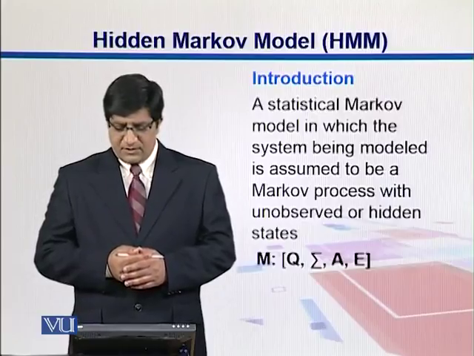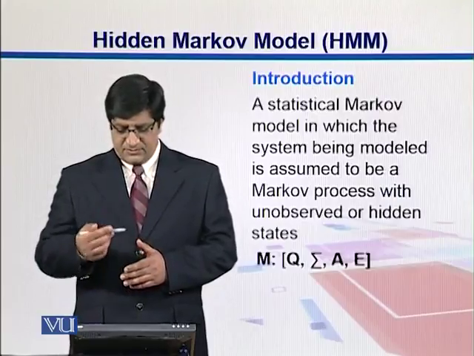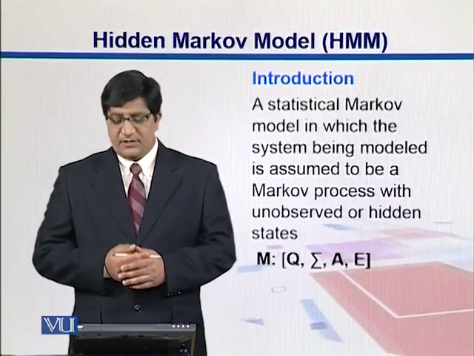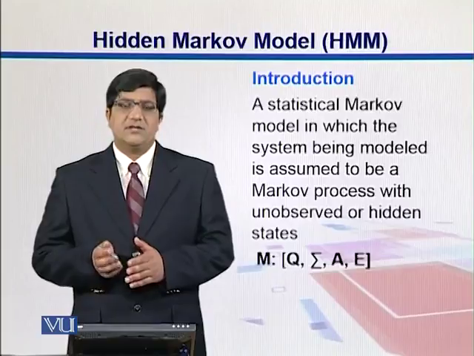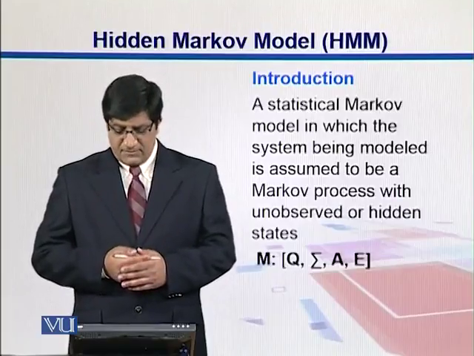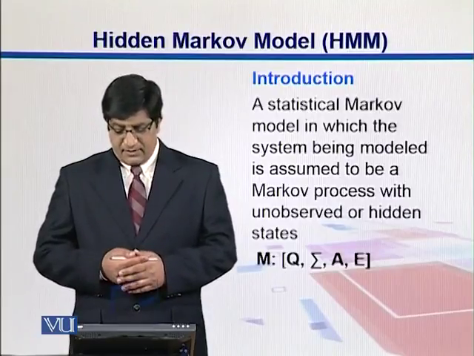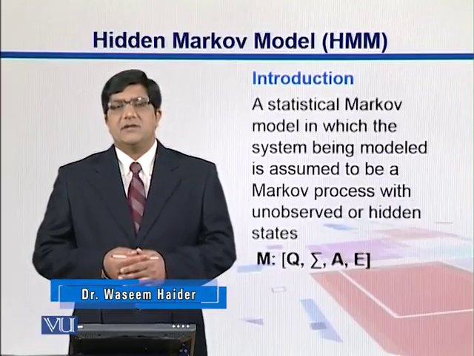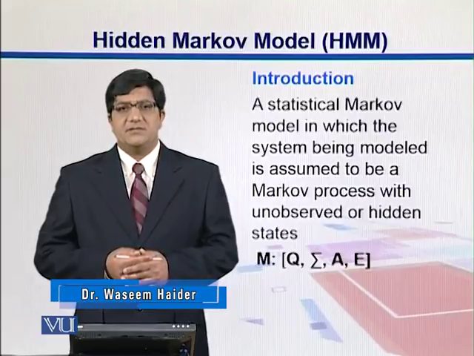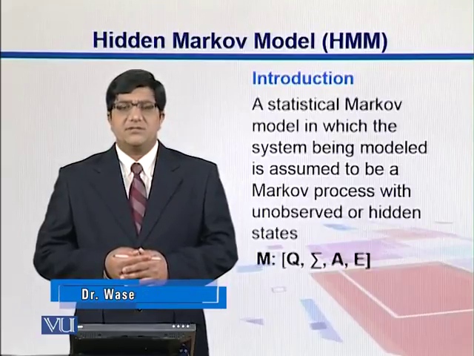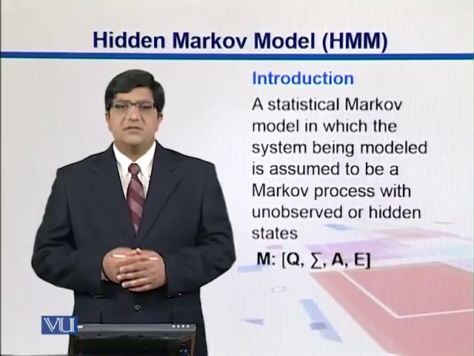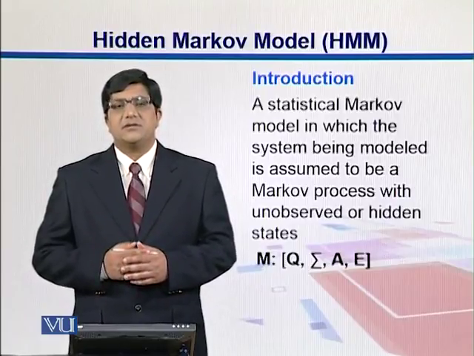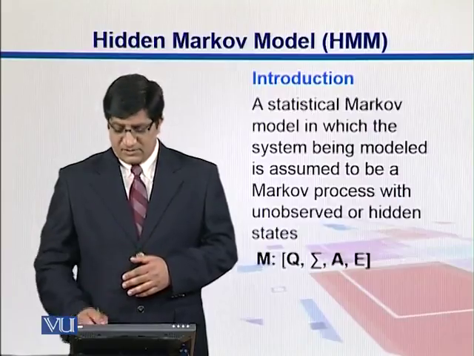A statistical Markov model in which the system being modeled is assumed to be a Markov process with unobserved or hidden states. So that's what we call a hidden Markov model, represented as M, and it has the following components: Q, which is the set of states, sigma represents symbols, A represents the transition probabilities, and E represents the emission probabilities. So these four components are the important components of a hidden Markov model.